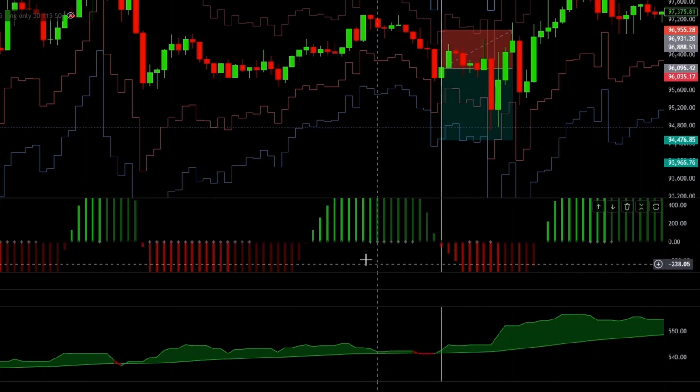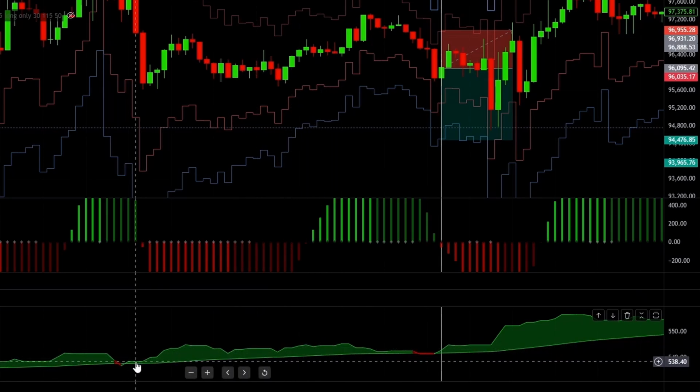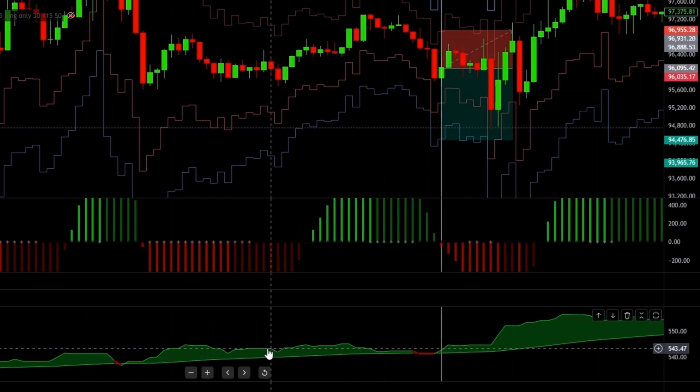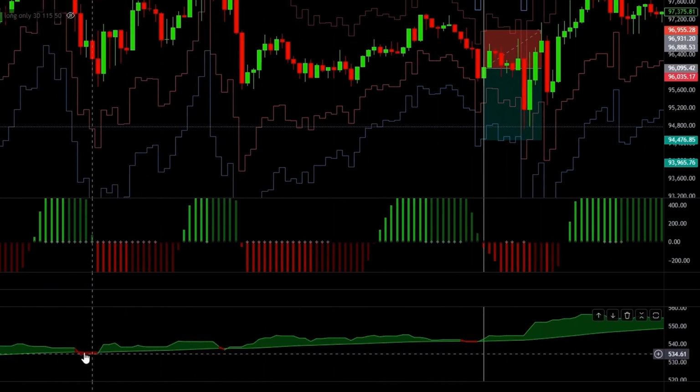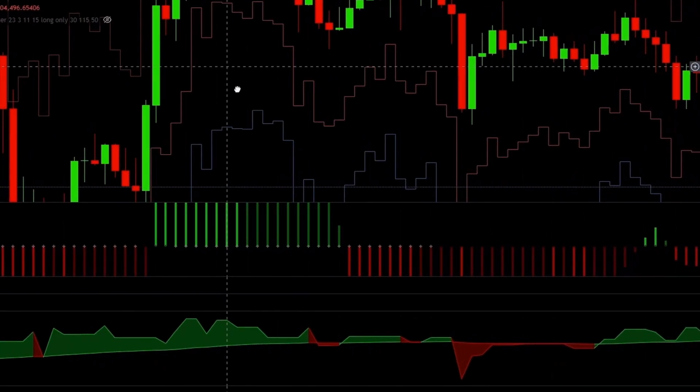So for the NVI, if this so-called cloud is green, or basically when the NVI line is above the NVI based EMA, long entries are allowed. If the cloud is red or the NVI line is under the NVI based EMA, short entries are allowed. So let's see a few entries.